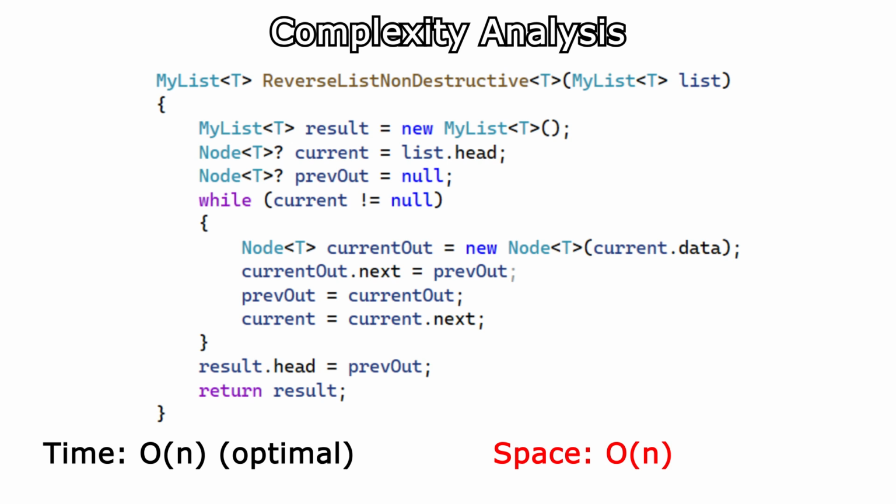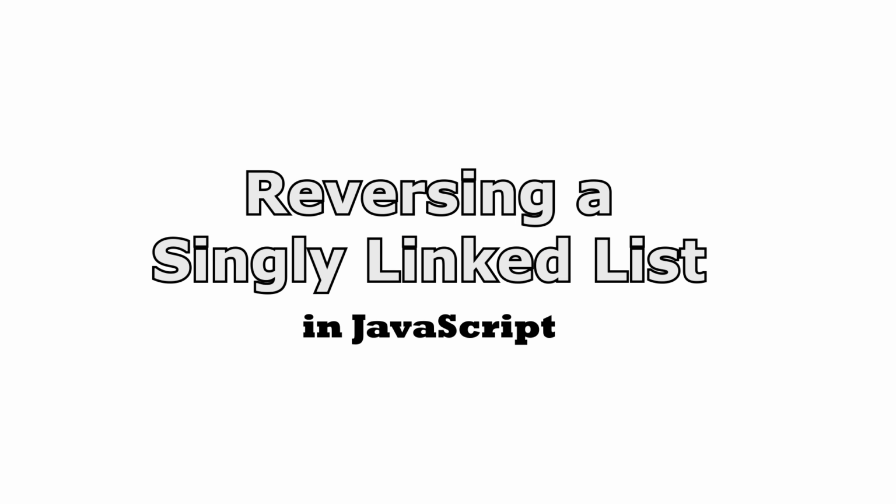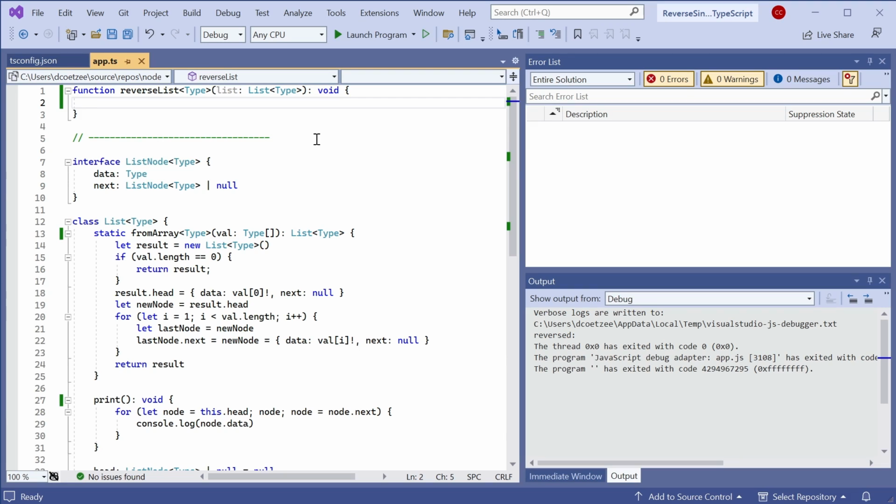The main difference is that it requires us to keep track separately of the input nodes and the output nodes, as shown here. This approach requires O(n) space, since of course you're creating a whole new list. For the rest of this video, we're just going to focus on the destructive version. All right, we're going to first solve the problem in JavaScript.